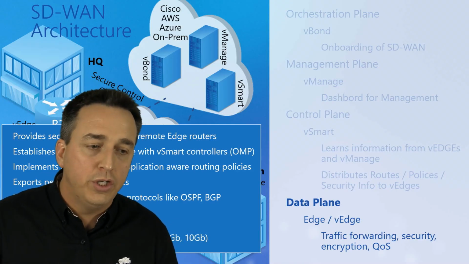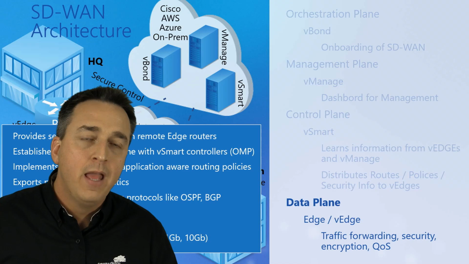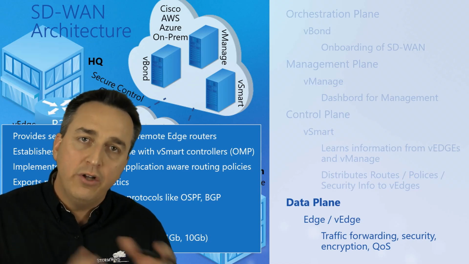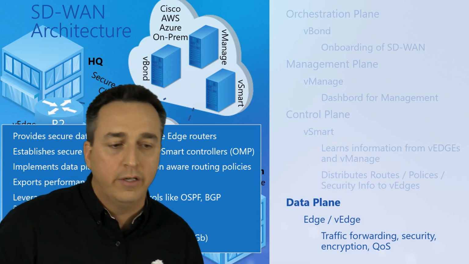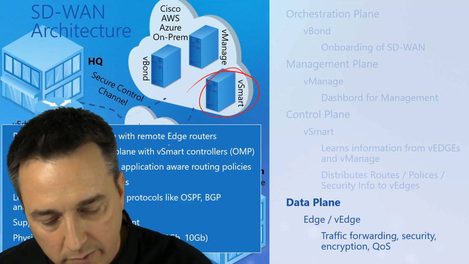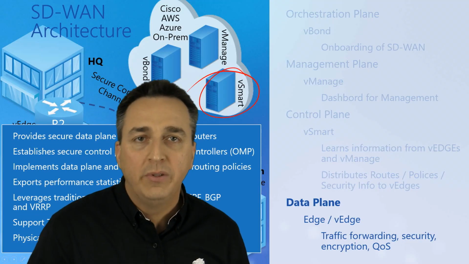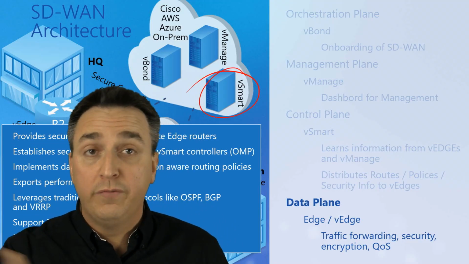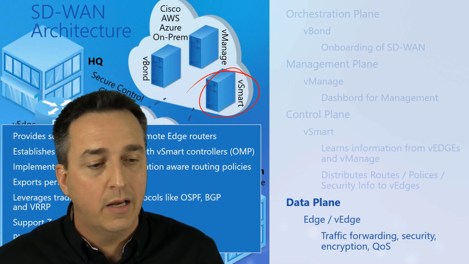But how does it know what to do? How does it know how to forward traffic? How does it know how to secure traffic? How does it know how to encrypt traffic? How does it know how to do quality of service? Well, that comes from who? That comes from vSmart. And we said vSmart learns from what? From you configuring policies through vManage as an example.